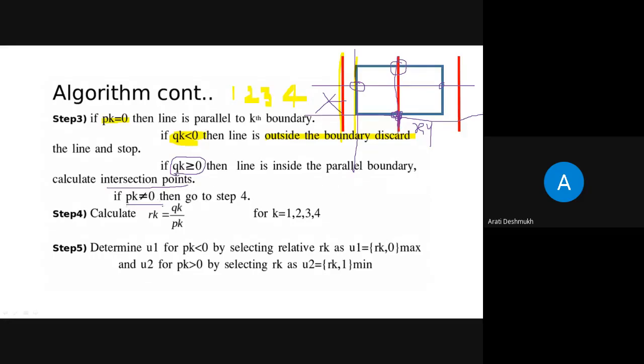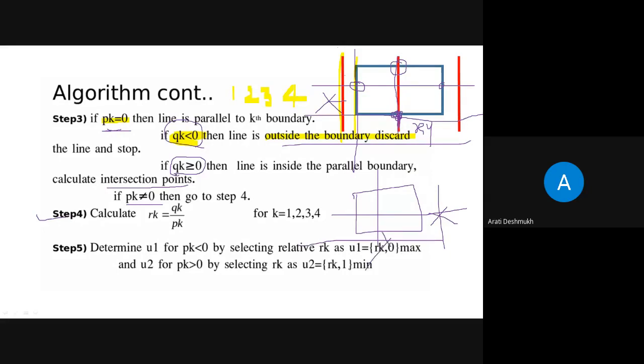So if Pk is not equal to 0, then we go to step 4. If it is equal to 0, then it is parallel to your boundary. It means the line will be like this, or like this. It is parallel to your boundary if Pk is equal to 0. If Qk is less than 0, then it is outside the boundary and we discard it. If it is like this, we discard it. But if Pk is not equal to 0, then we go to step 4.